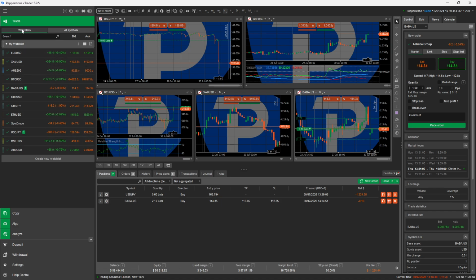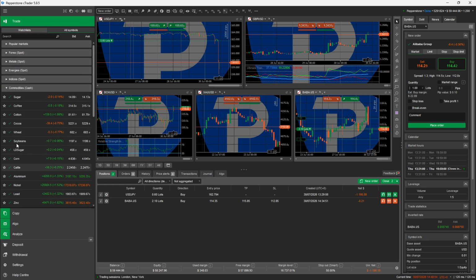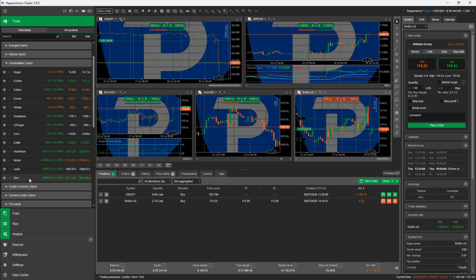This is where you can see the available markets that you can trade. In the watch list, find the commodity you want to trade. This could be a product like gold, silver, oil, or another commodity offered by Pepperstone. After you find the commodity, double-click on it to open its chart.